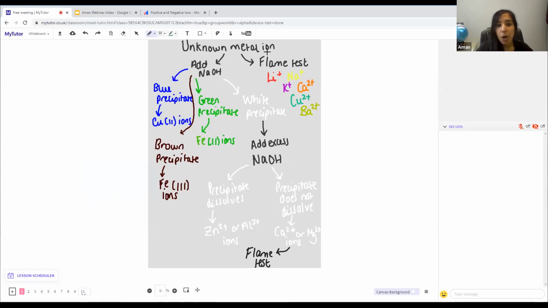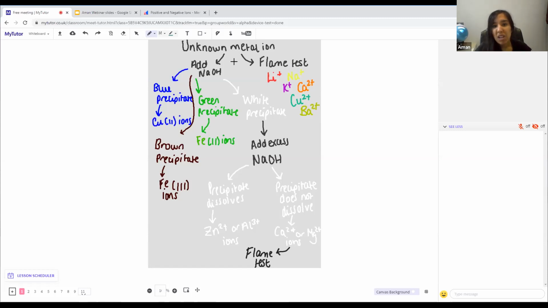So this is a summary diagram of what we've just covered with the positive ions. If we have an unknown metal ion, so an unknown positive ion, we can either do a flame test, and the flame test will come up with these colors. So if it's lithium, it will be red. If it's sodium, it will be yellow. Potassium will be purple. Calcium will be an orange-red. Copper will be a blue-green, and barium will be a yellow-green.